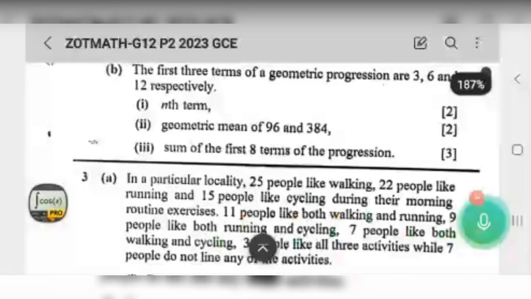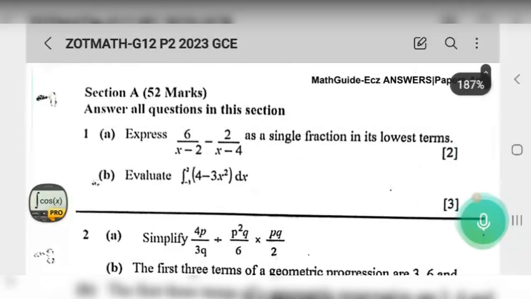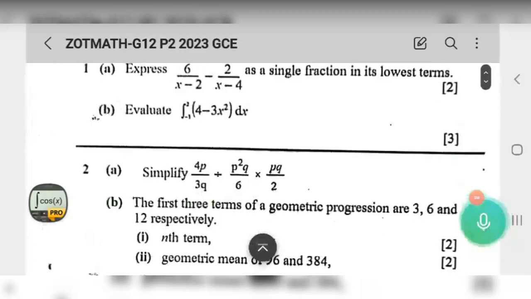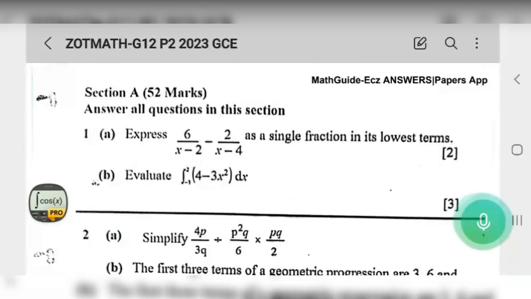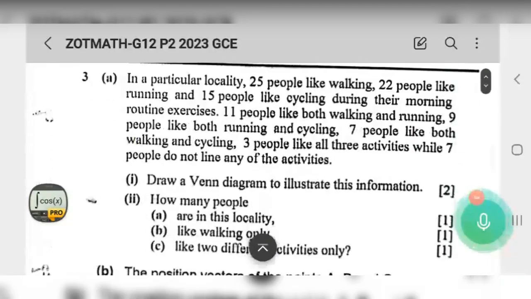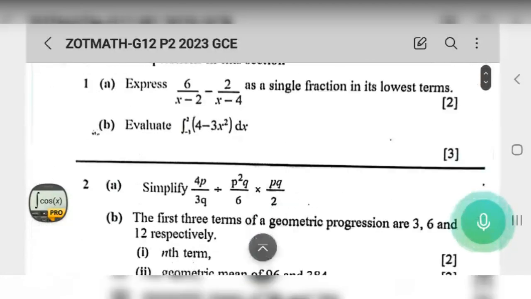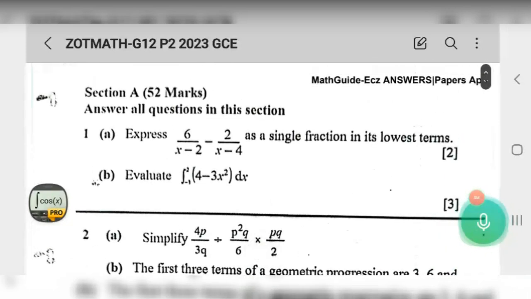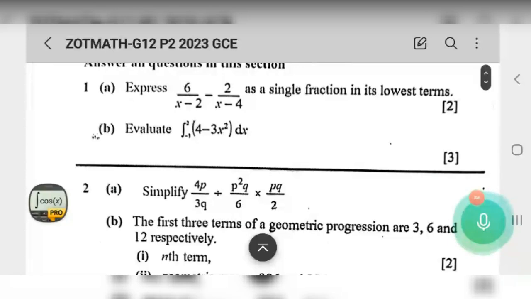Let's go to 2023. Let's start with paper 2. Okay, so paper 2, we do have questions under algebraic expressions. So are you able to identify a question which is under algebraic expressions here?